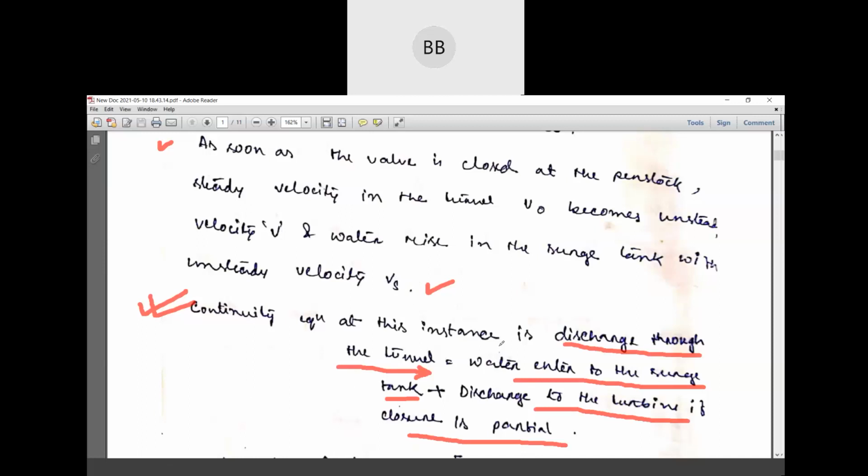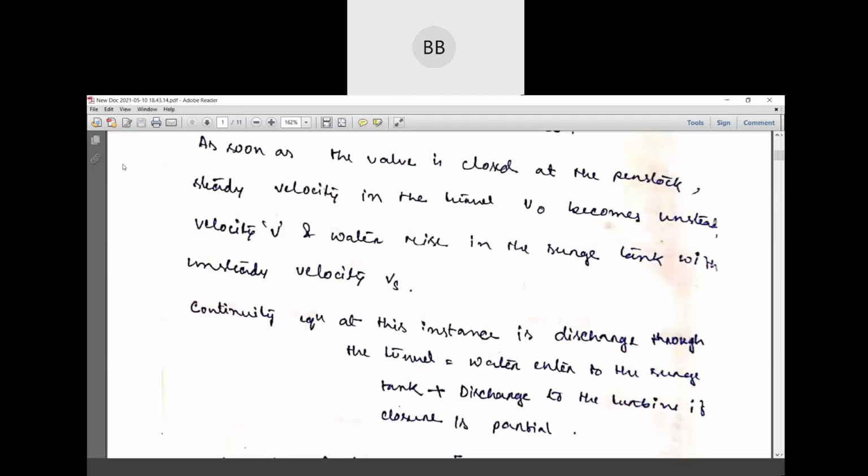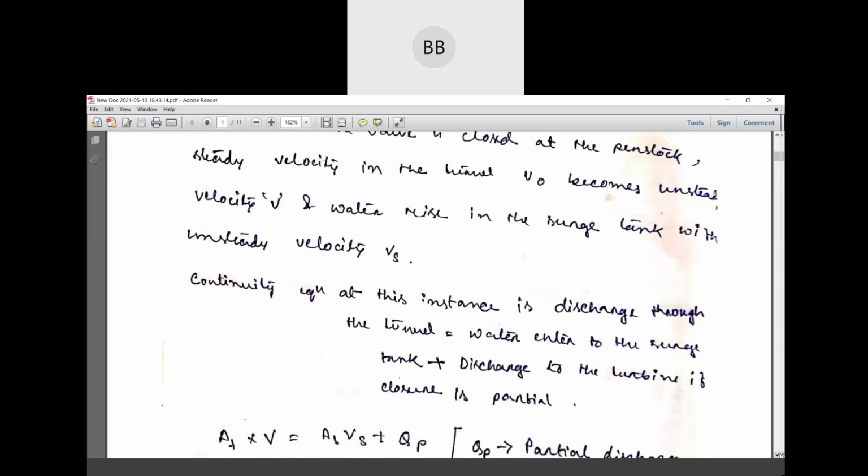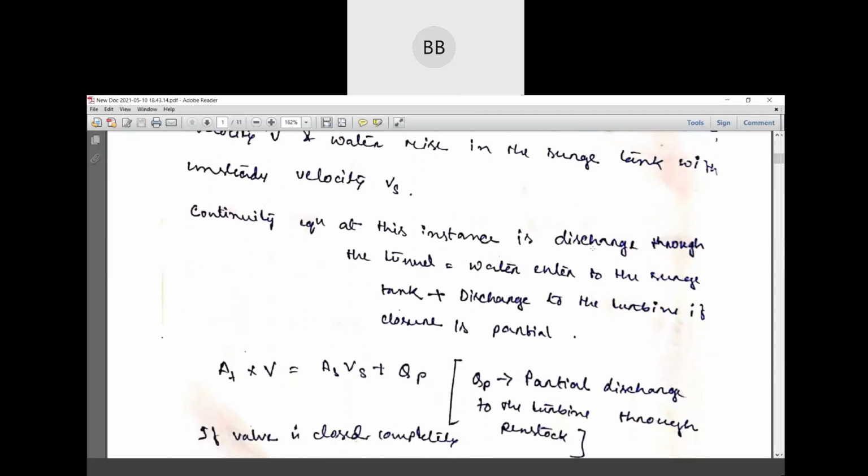So if you write a continuity equation, discharge to the tunnel is equal to water entering the surge tank plus, if the valve is partially closed, the discharge to the turbine. What will be the discharge to the turbine? Now, if you remember the discharge equation, discharge is nothing but area into velocity. This is the equation we all know.